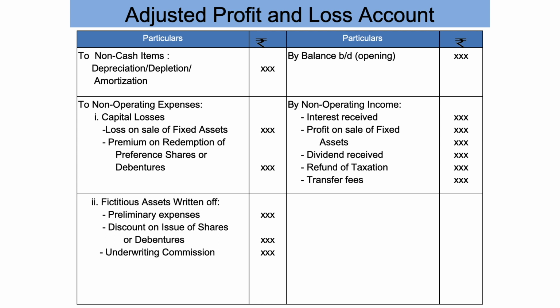First, non-cash item. Some expenses which cannot be payable in the form of cash, for example, depreciation, depletion, amortization. Depreciation, as we know, the normal wear and tear of an asset, that is, reduction in the value of tangible assets. Depletion means the actual physical reduction of the company's natural resources like mineral, coal, mine, oil, etc. Then amortization means reduction in the value of intangible assets, copyright, patent, trademark, etc. Then non-operating expenses, capital losses, loss on sale of fixed assets, premium on redemption of preference shares or debentures.